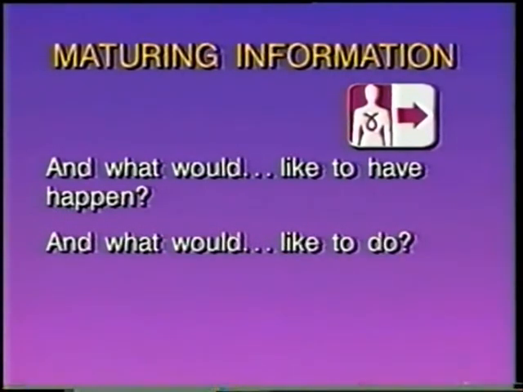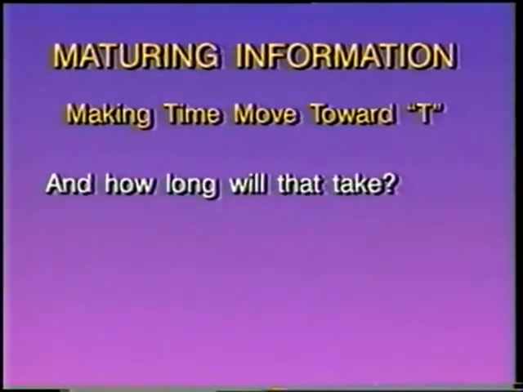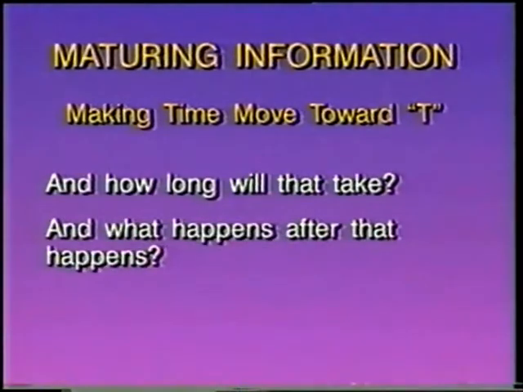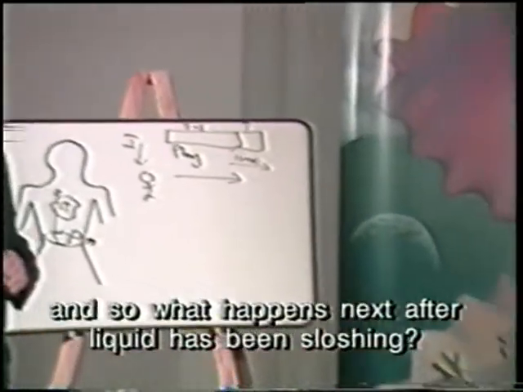Now we can grow out information by asking, and as that happens, what happens next? And we can grow out time by asking, and how long will that take? And what happens after that happens? So what's important to understand is that these questions give a sense of horizontal movement and move the information towards T. And so, what happens next?